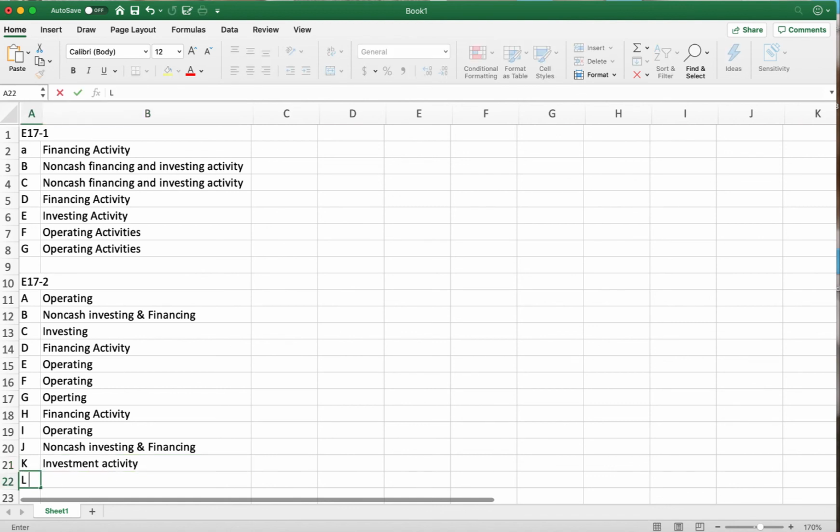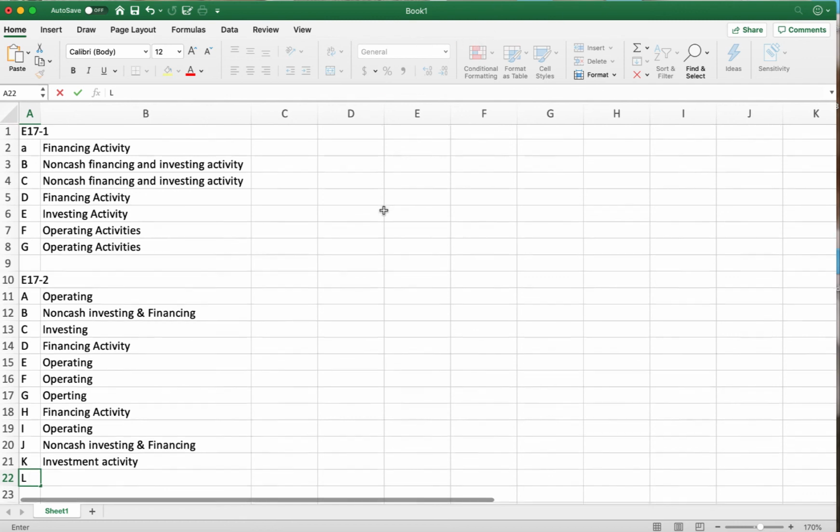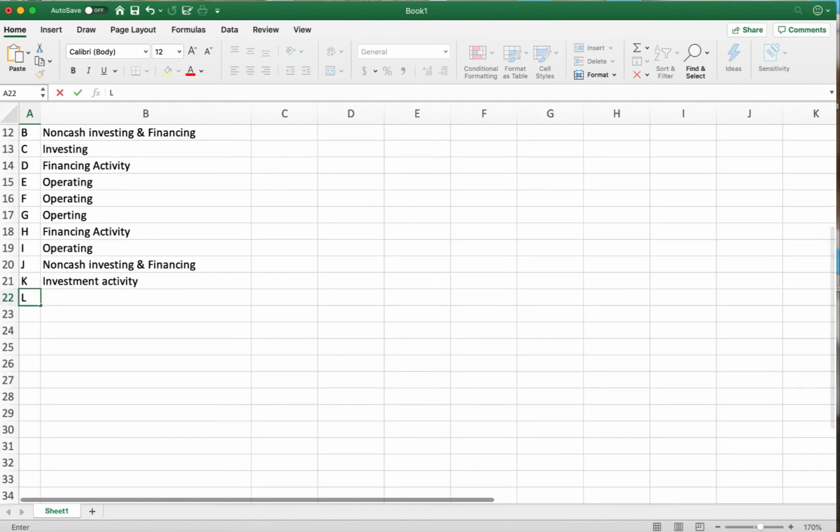Okay, let's look at L. L said conversion of bonds into common stock. Well, that should ring a bell because we just did the same exact transaction in the previous exercise, right? We took a long-term debt, we converted it into equity. So that is a non-cash investing and financing activity. Ooh, let's look at M.